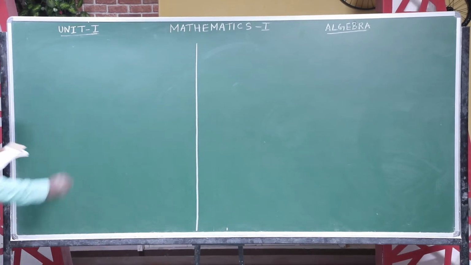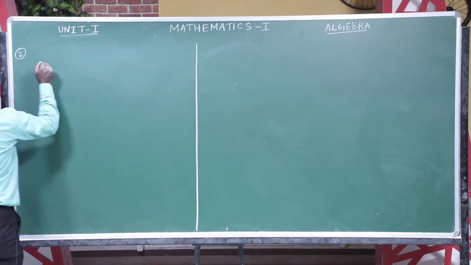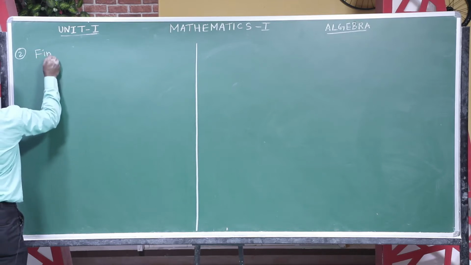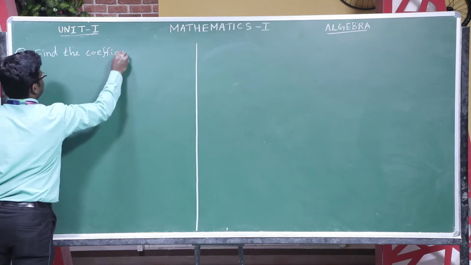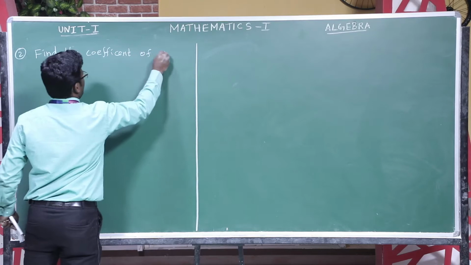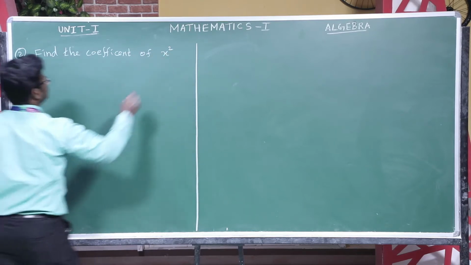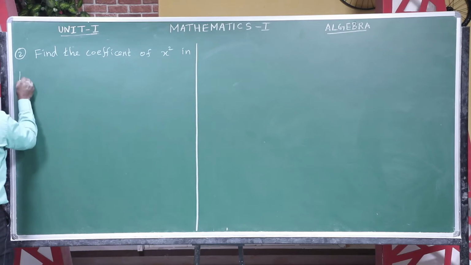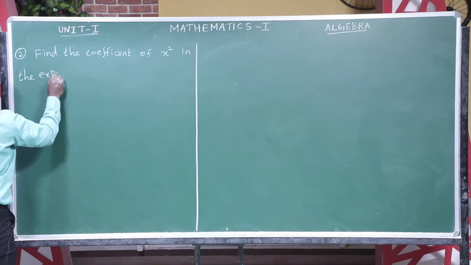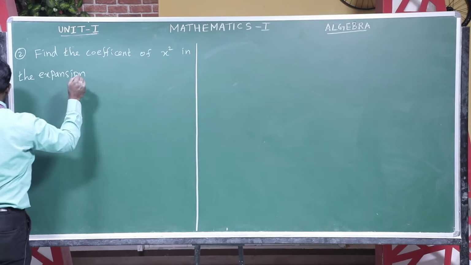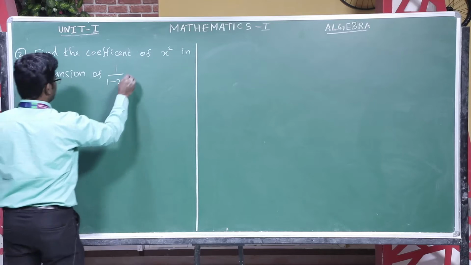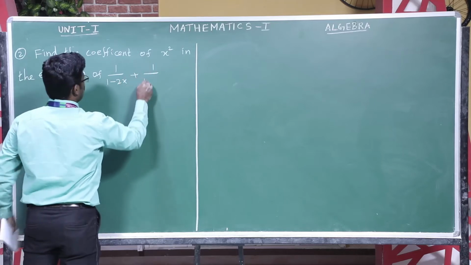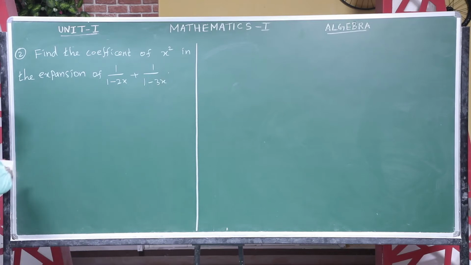Next, problem number 2. Find the coefficient of x square in the expansion of 1 divided by 1 minus 2x plus 1 divided by 1 minus 3x. Solution.